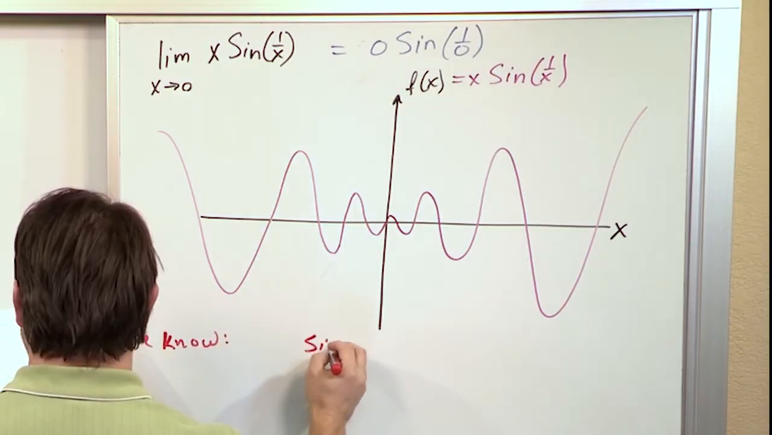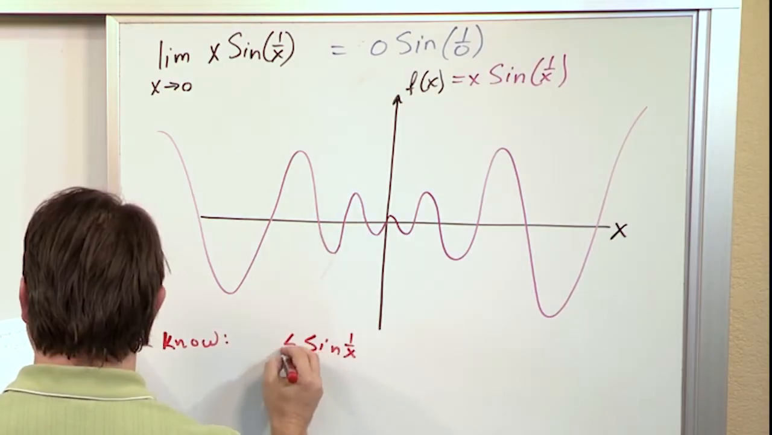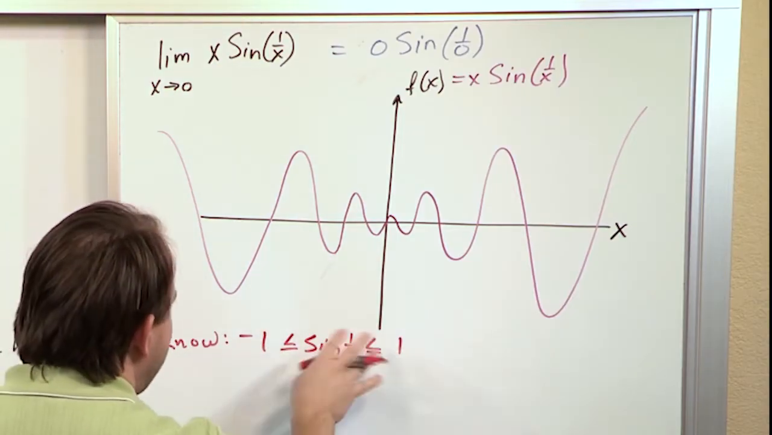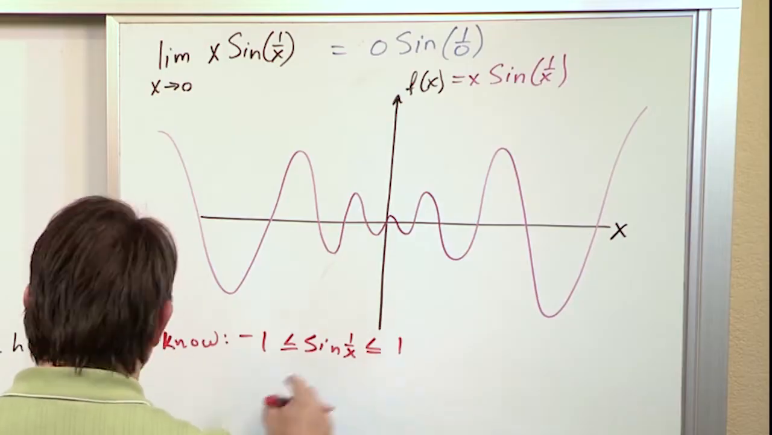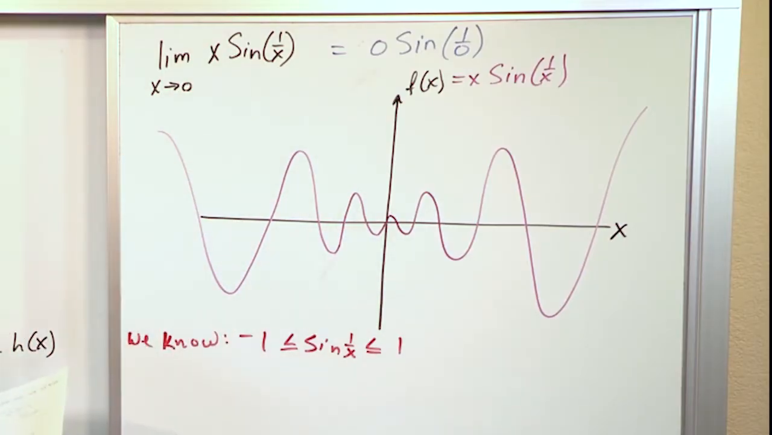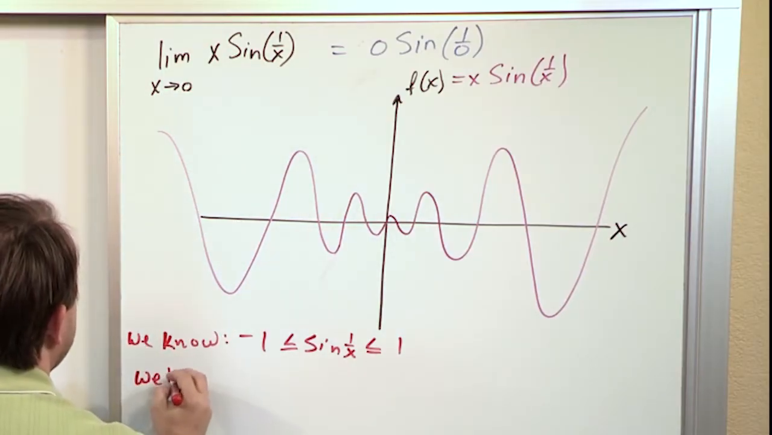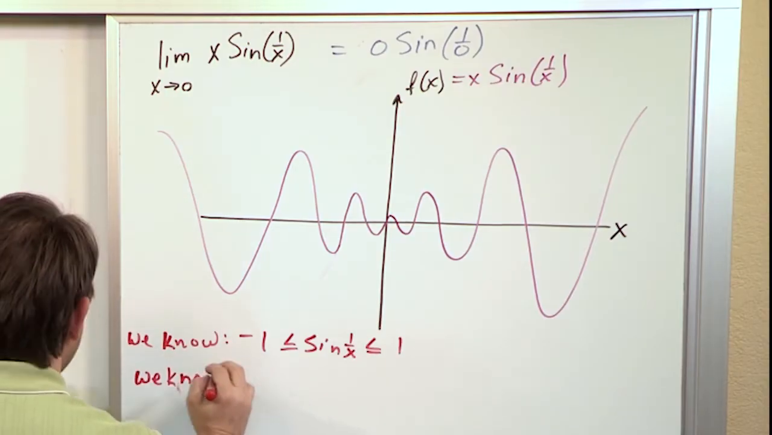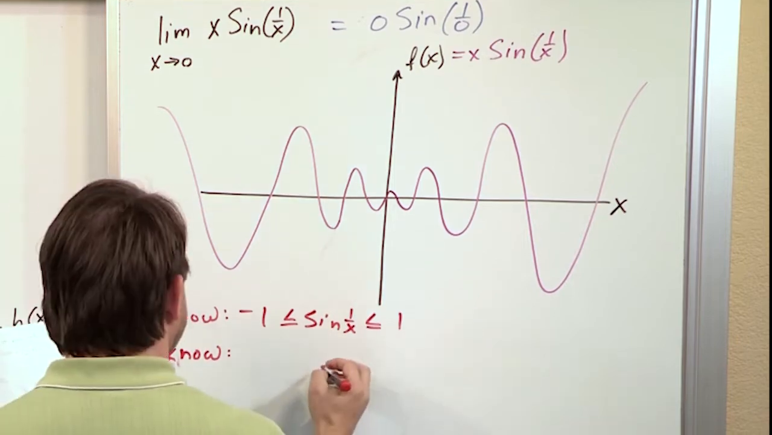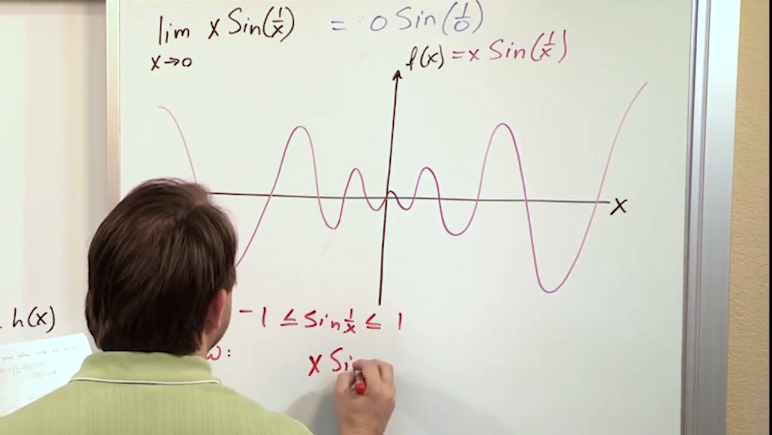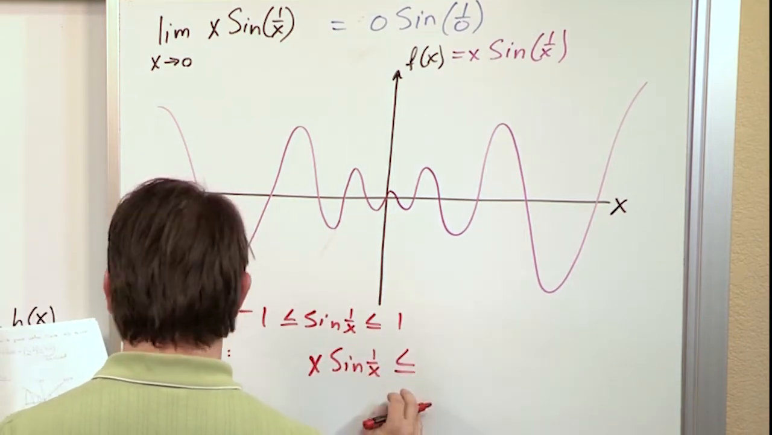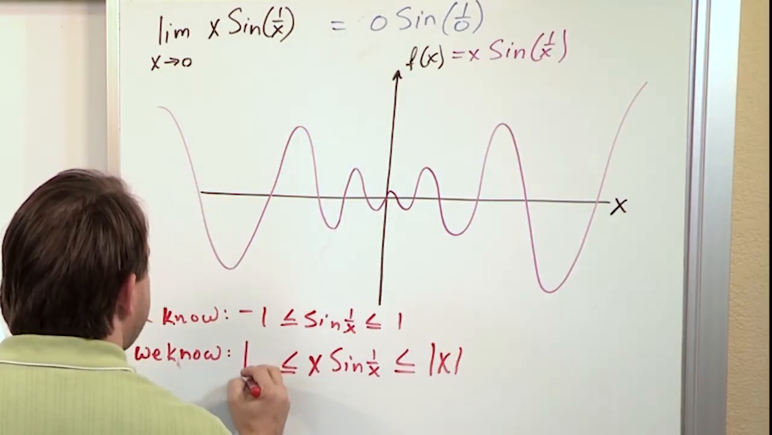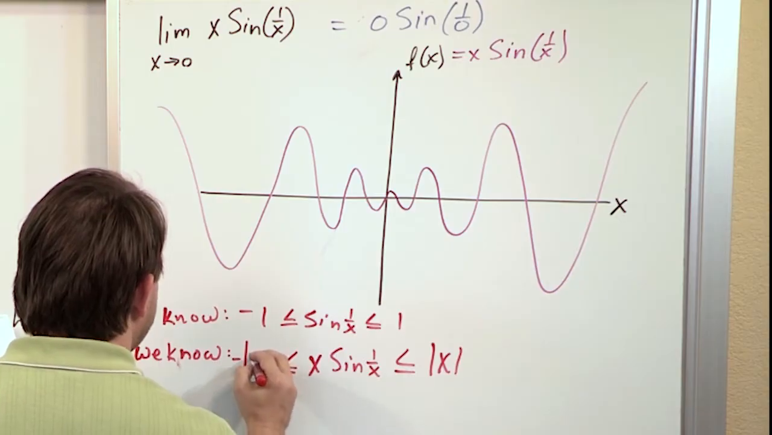So we know that the sine of 1 over x must exist between -1 and 1. Okay, the frequency we haven't even talked about, but we know it cannot go any bigger than that. And because it's multiplied by x, we also know, just by thinking about it, something you might not realize at first, that x times the sine of 1 over x must exist between the absolute value of x and the negative absolute value of x.